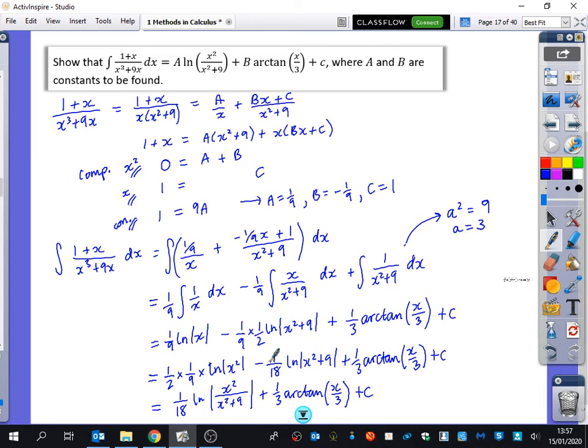You know when you took the 1 over 9 outside, how come you didn't affect the last one? I only took the 1 over 9 for this beginning bit, and for this bit here I only took a minus 1 over 9, and this bit here I didn't take anything out. This 1 over 9 that I have here is only applying to that. It's not applying to the entire thing. I've got no brackets saying that it's applying to the whole thing. Okay?